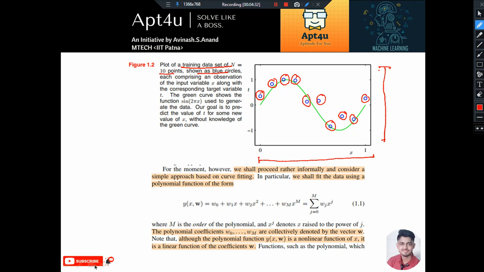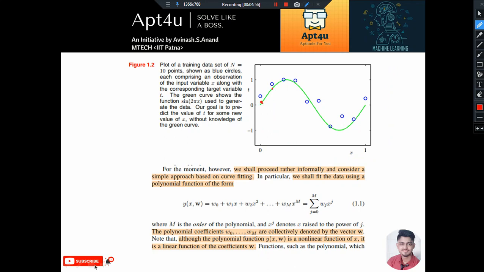In order to generate this data, we used the function sin 2 pi x. Once we calculated the value of sin 2 pi x corresponding to each point, we then added some noise to the data. Why did we add noise? It was very simple. We used sin 2 pi x to generate the data.